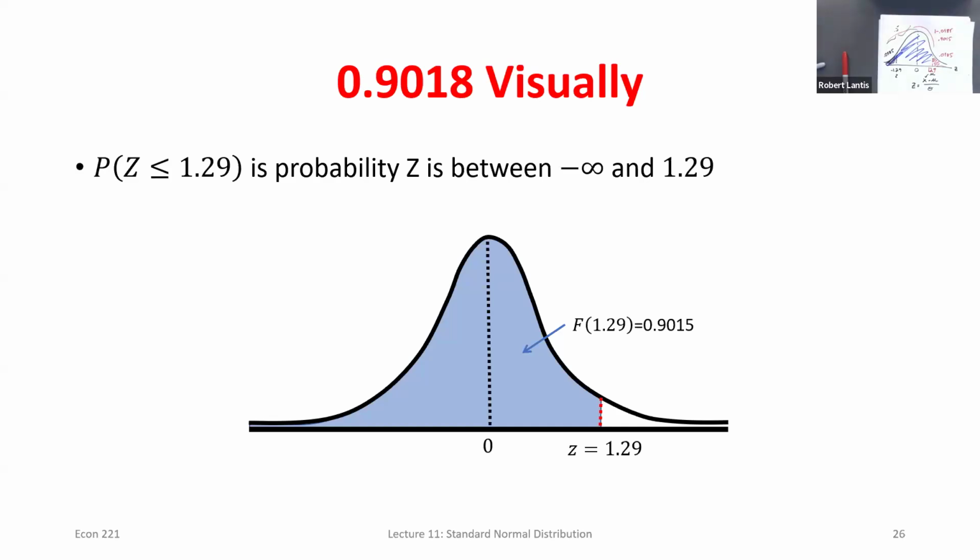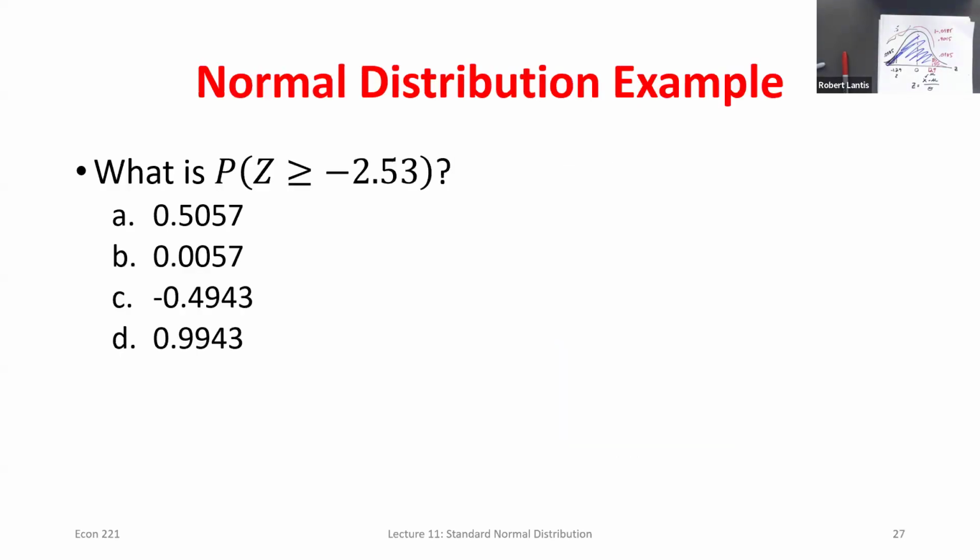We can look up that value of positive 1.29 and find the area to the left there. We looked at different ways of doing that. What if I wanted negative 2.53? So if I want the probability that I see a z-score above negative 2.53, this is where in this class, maybe not quite as much as we move on, it's probably going to help to draw things out a lot.